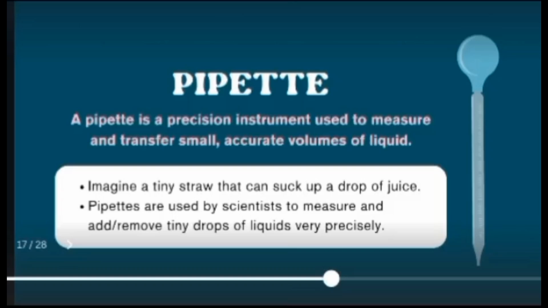So, for example, if you imagine a super precise eyedropper, then you use it to pick up and move exactly one drop or 1 milliliter of liquid. So, scientists use them in experiments to add exact amounts of chemicals, and medical labs use them to prepare blood samples for testing.